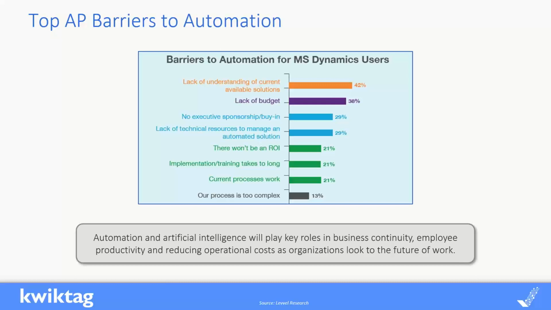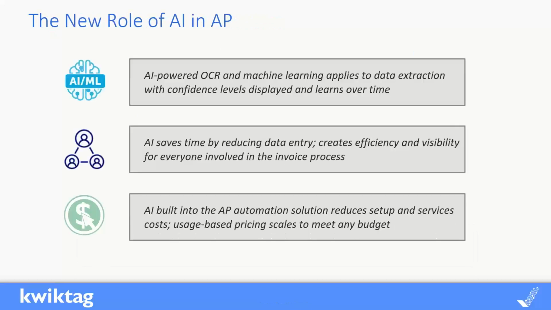But I'm going to make note of that footnote again there, that automation and artificial intelligence are going to play a key role in this business continuity and employee productivity, and certainly reducing those organizational and operational costs. And we'll talk about that and how pricing can actually help be managed in your organization if this is the right solution for you as well.